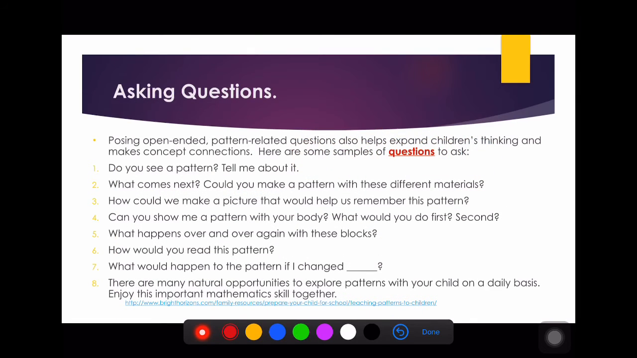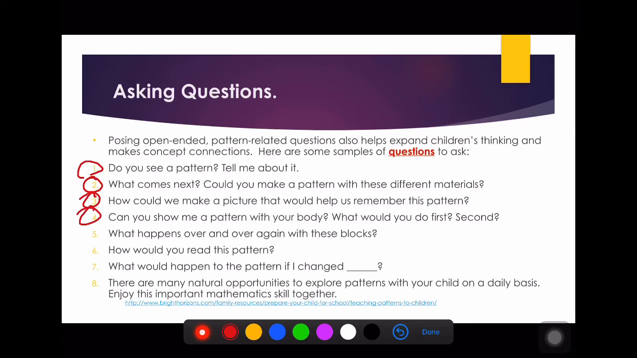You could also ask probing questions. Here are some examples. Number 1, do you see a pattern? Can you tell me about it? Number 2, what comes next? Could you make a pattern with these different materials? Number 3, how could we make a picture that would help us remember this pattern?